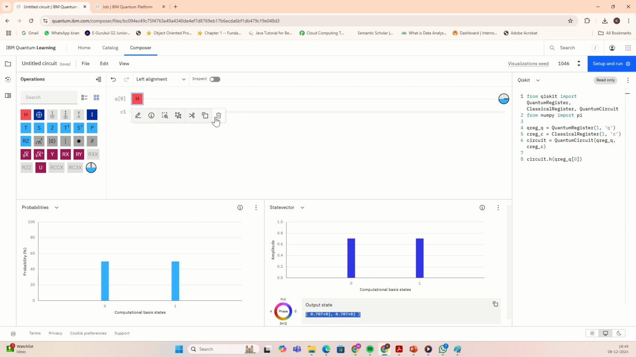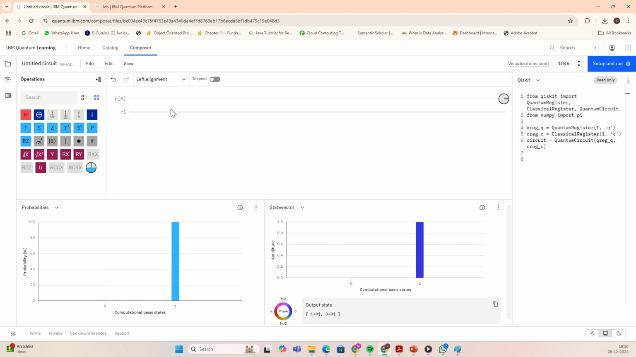Similarly, if I want to apply the Hadamard gate on |1>, I will first convert 0 into 1 using the NOT gate. Then I will apply the Hadamard gate over here. So what I am getting is 1 by root 2, minus 1 by root 2, which is the equation for the state |->. I hope you understood this, right?